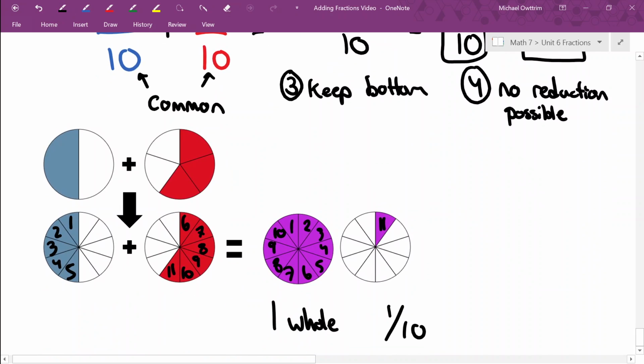So I hope that this has helped you remember and recall how we add fractions.